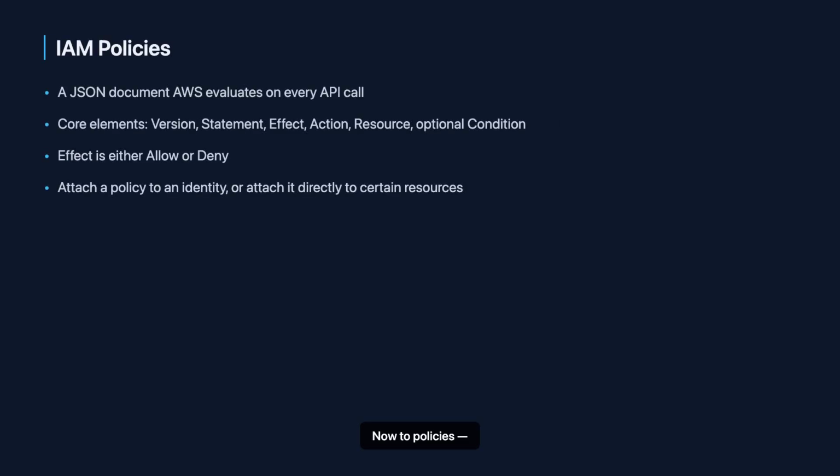Now to policies, the actual rules Amazon Web Services evaluates. A policy is a JSON document with a handful of core elements: version, statement, effect, action, resource, and an optional condition. The effect is either allow or deny. You can attach a policy to an identity, a user, a group, or a role, or you can attach it directly to certain resources. Both are real, and understanding the difference matters in practice.